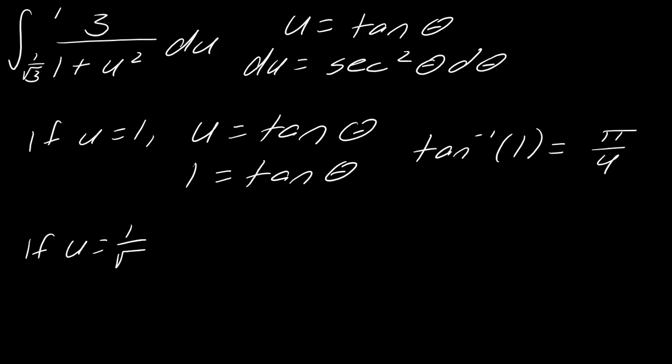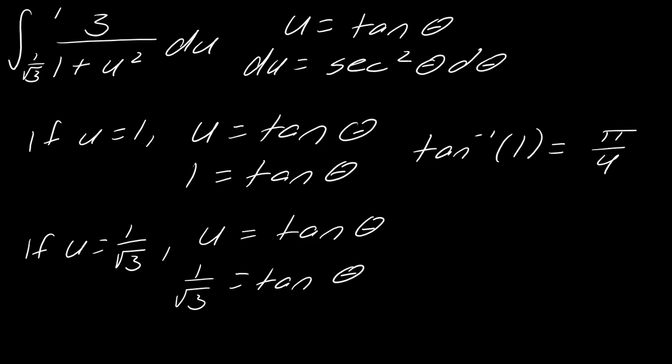And then if u is 1 over the square root of 3, so again, I have this relationship of u equals tangent of theta, so 1 over the square root of 3 equals tangent. So when is that true? Well, we have the inverse tangent of square root of 3 over 3. That will equal pi over 6. And you can just use a unit circle to help you with all of that. Okay, so now I have a whole bunch of substitutions to make again. So let's go ahead and do that.